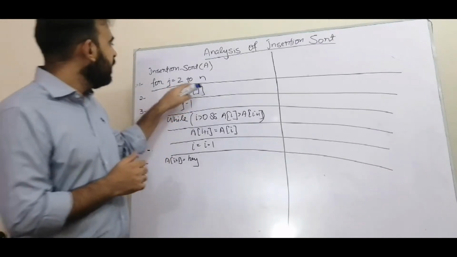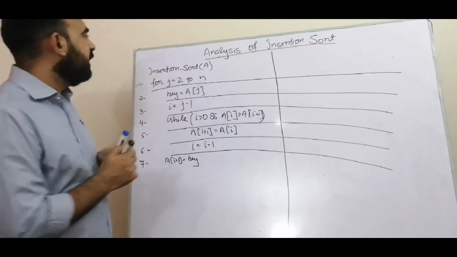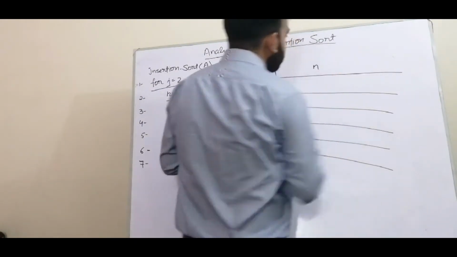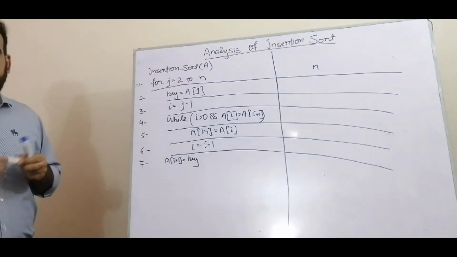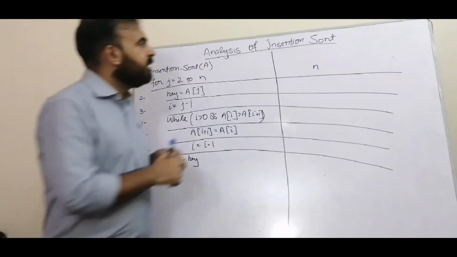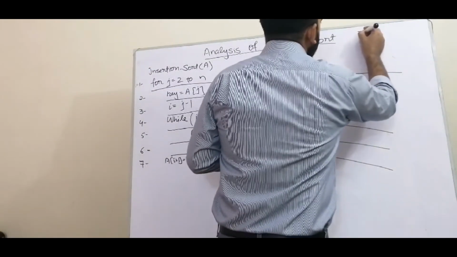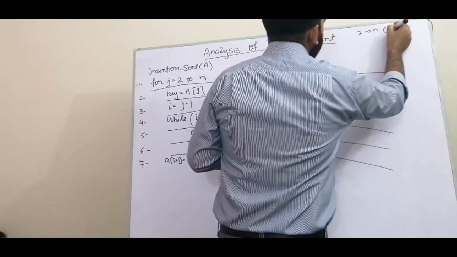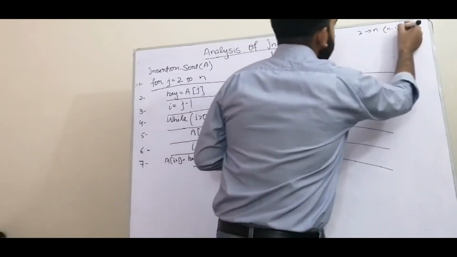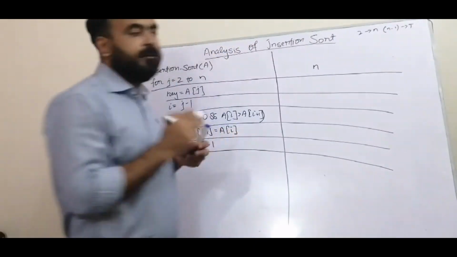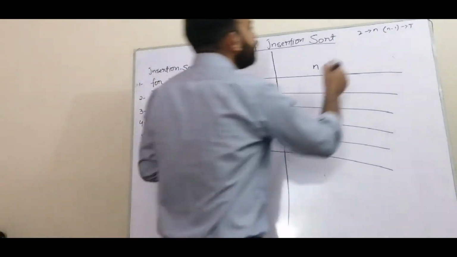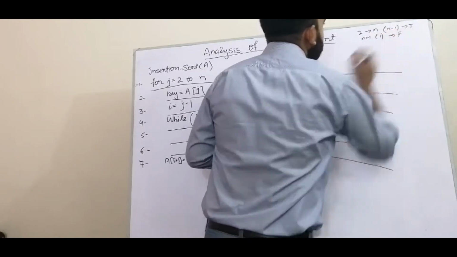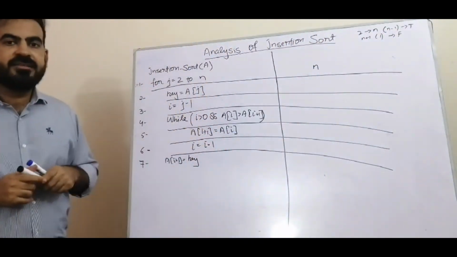The first instruction, for j equal to 2 to n, will be executed n times. Why n times, not n minus 1 times? Because for 2 to n it is total n minus 1 times it will be true. And finally, when j will become n plus 1, that is 1 time, which will be false. So total it is n times.